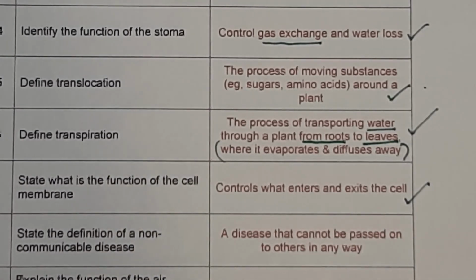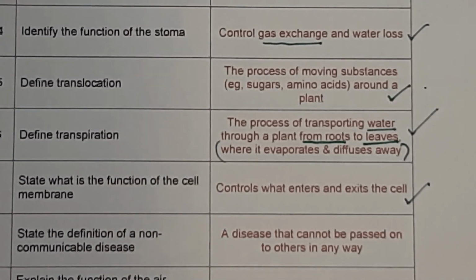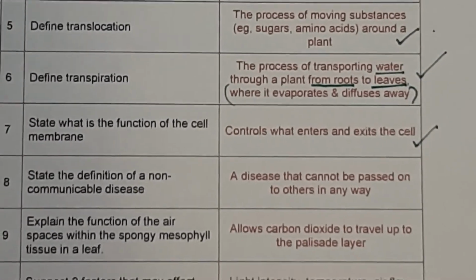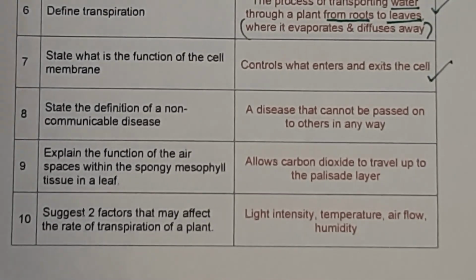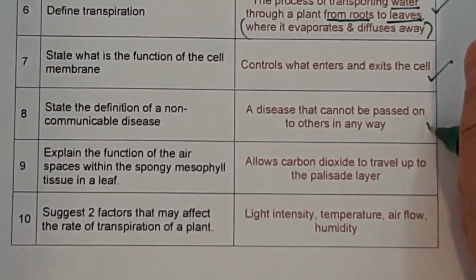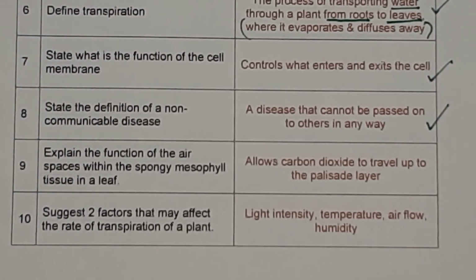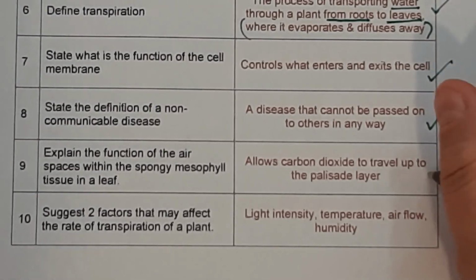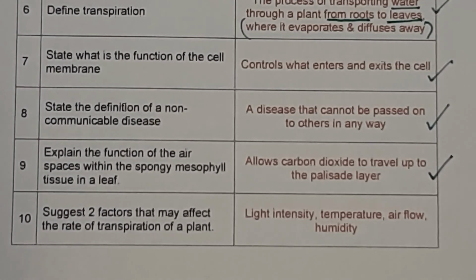Question 8, and this is a question from previous lessons, state the definition of a non-communicable disease. So that's a disease that cannot be passed on to others in any way. You can't catch it. Question 9, explain the function of the air spaces within the spongy mesophyll tissue in a leaf. So they allow carbon dioxide to travel up to the Palisade Layer where it is needed for photosynthesis.